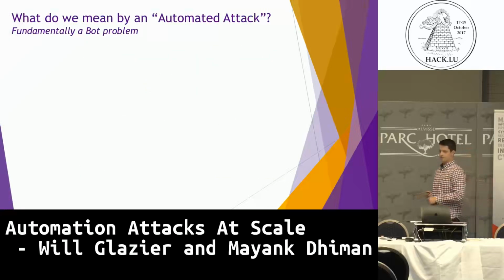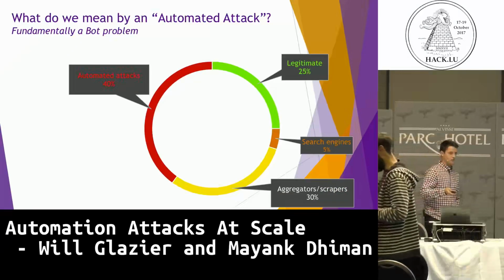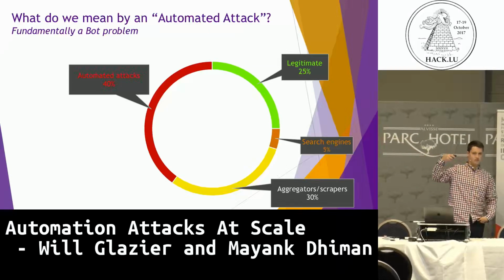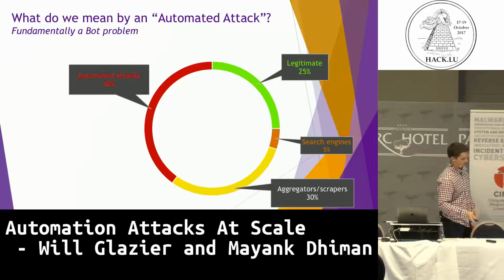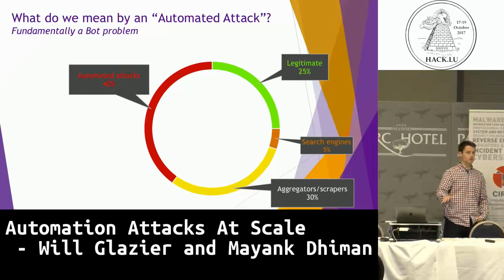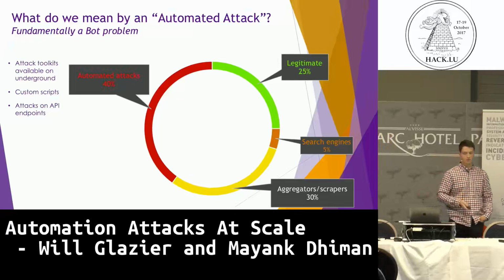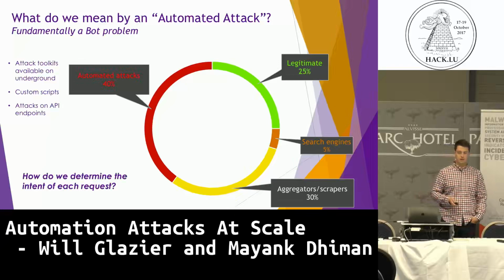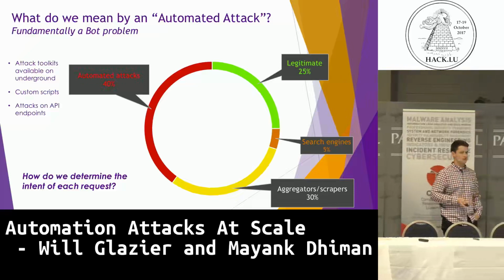So first we'll dive right into it and define what I mean when I say an automated attack at scale. Well, it's fundamentally a bot problem, and it's the portion of traffic that's not legitimate users, normal search engines and the like, or aggregators and scrapers like Mint, Yodlee, Award Wallet, those kinds of things. Those are a business problem that we'll ignore for the purposes of this talk. These attacks are usually executed by attack toolkits available on the underground, or custom scripts. They'll attack your API endpoints, not just your website. And determining the intent of these requests is something that we're really interested in to solve this problem.